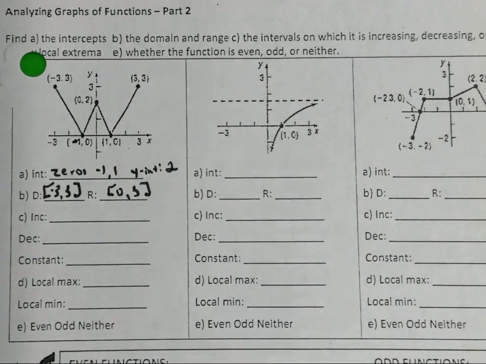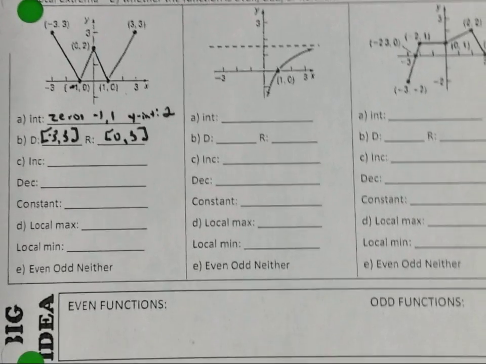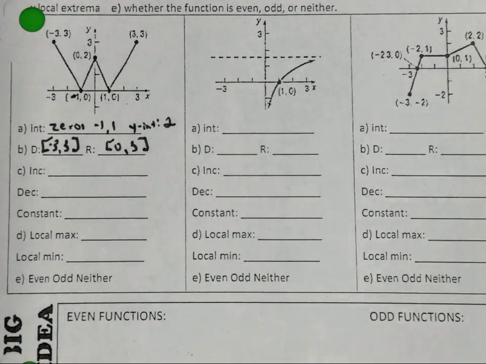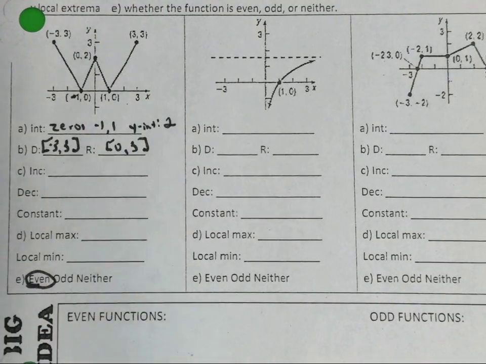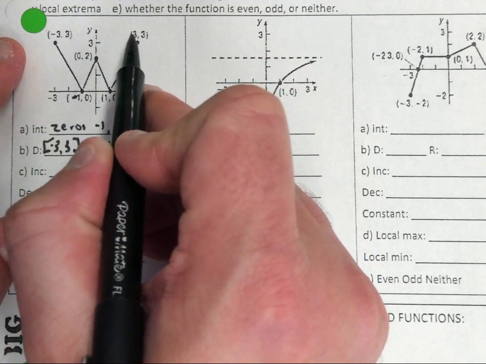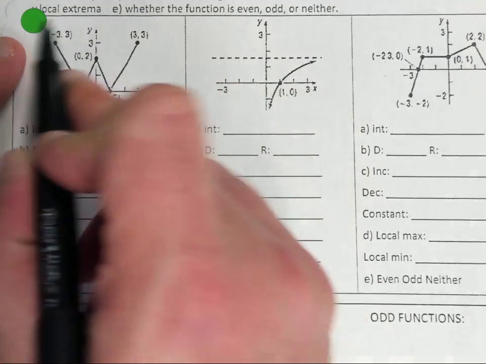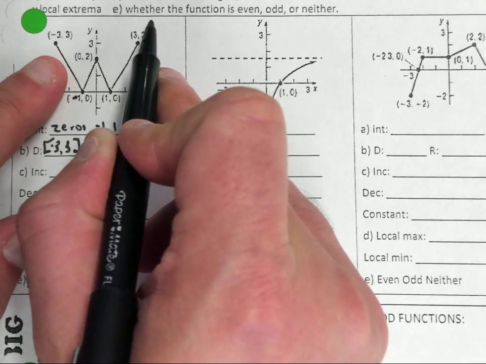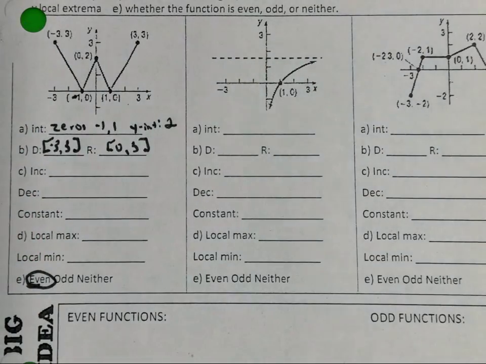Now we're about to learn some new things. Well, we can skip down to this last part. Is this even, odd, or neither? Even, because the y-axis is the line of symmetry. Now, if you cannot determine that, I'm going to pick this point right here, 3, 3. If it was even, that means the x-coordinate would be negative 3, and 3 is that there. So can I prove that it's even? Yes. Okay, now this is where we start learning new stuff.